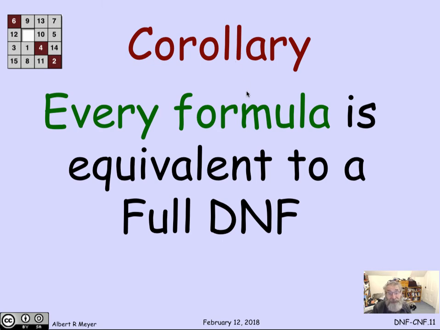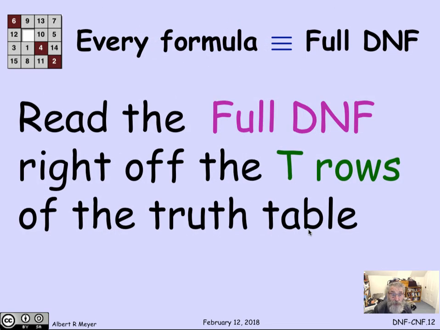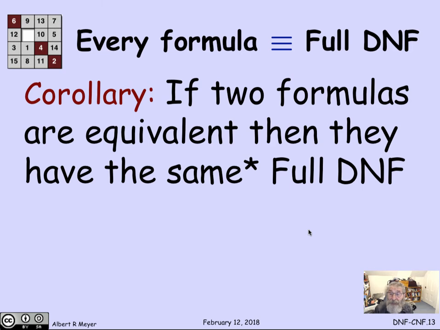So a corollary then is that every formula is equivalent to a full DNF. I illustrated it for the majority function M, but the same method applies whatever function you're dealing with. Every formula is equivalent to a full DNF because you just read the full DNF right off the true rows of the truth table for the formula that you're trying to re-express as a full DNF. Or if you've just been given the truth table, you can find a full DNF formula for which that is the truth table. So you just read it right off the true rows, and the formula really, in a certain sense, looks like the truth table. It's just a listing of the true rows.